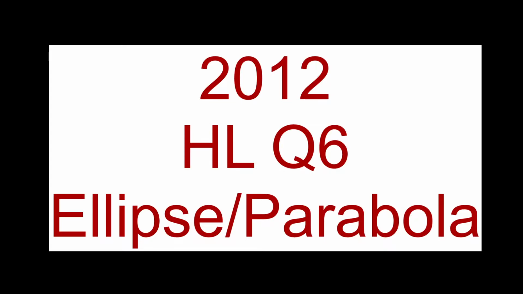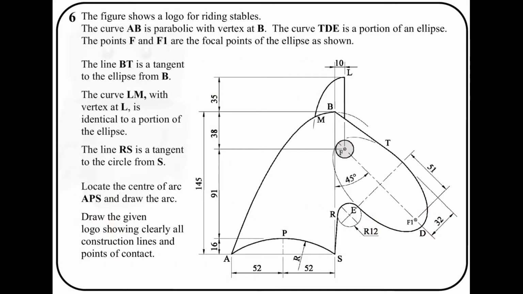The 2012 higher level question 6, the ellipse and parabola question. The question: the figure shows a logo for riding stables. The curve AB is parabolic with vertex at B. The curve TDE is a portion of an ellipse. The points F and F1 are the focal points of the ellipse.